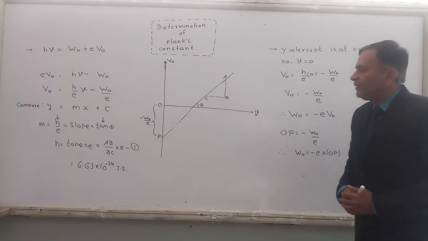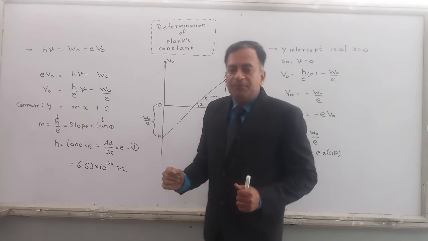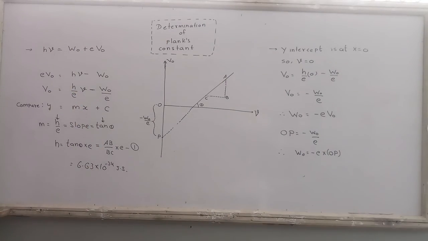This is a very important question because from this graph we can actually find the value of Planck's constant. Even before this experiment, values of Planck's constant were found, but those were not so accurate. This graph will give you a valid and more accurate value of Planck's constant.